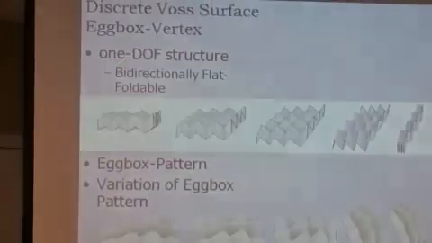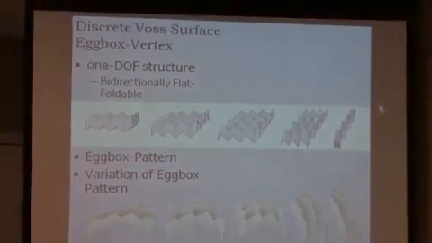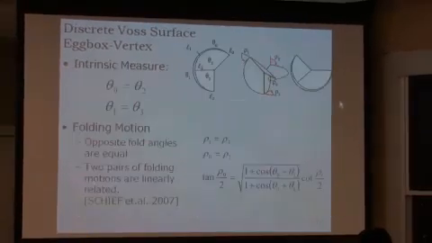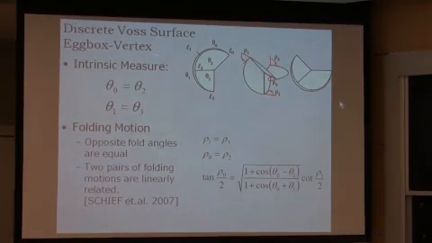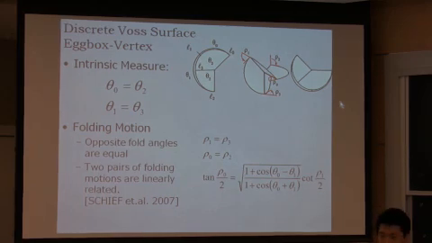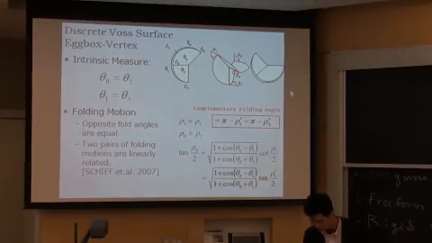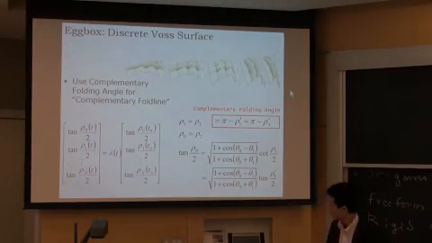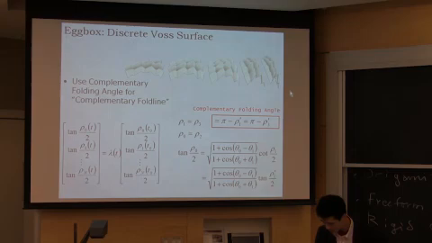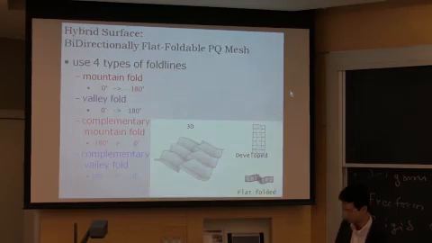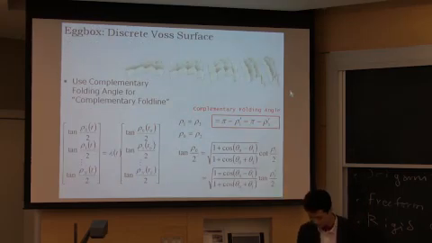So another example is using the egg box pattern, and this actually has the same property as the Miura-ori vertex, or flat foldable degree 4 vertex, so that you can use the same idea to produce rigid foldable variations.